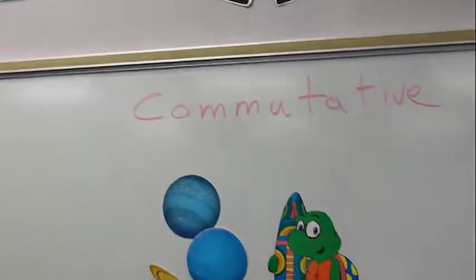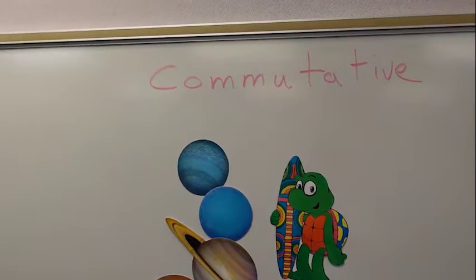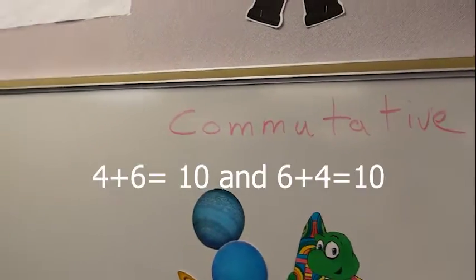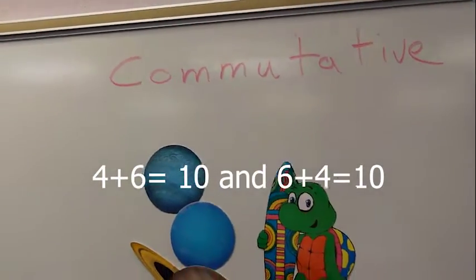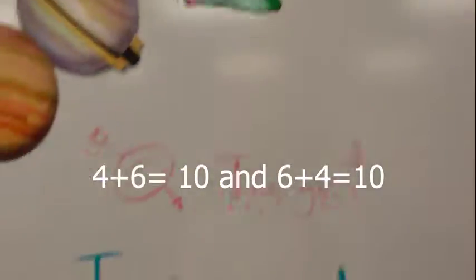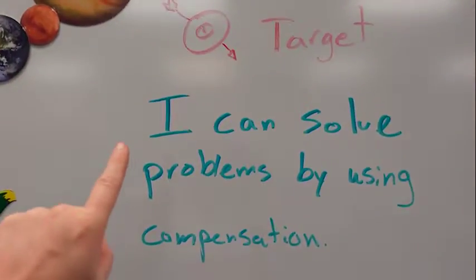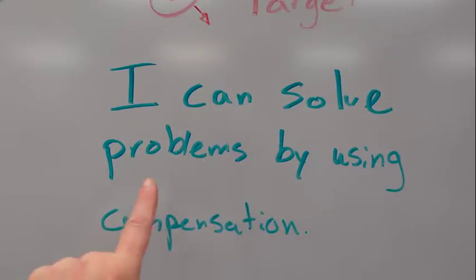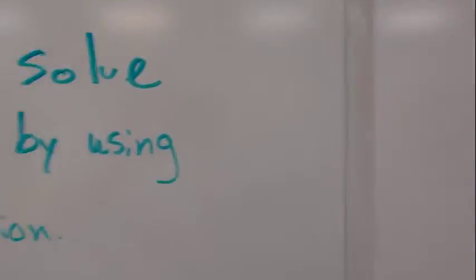And in Lesson 19, we're going to be discussing the commutative property. The commutative property of addition means that a problem is going to be the same going forwards as it is going backwards. Let's also take a look at our learning target. Our learning target says, I can solve problems by using compensation. Let's find out more about what compensation is.